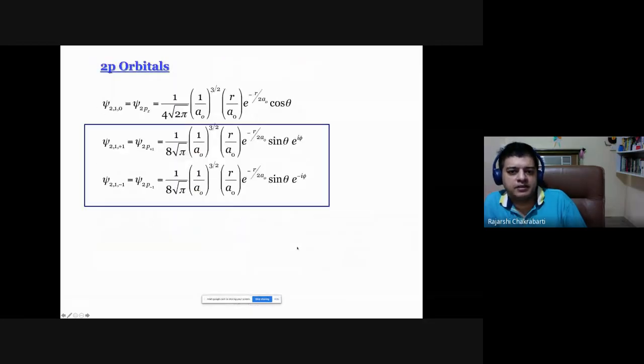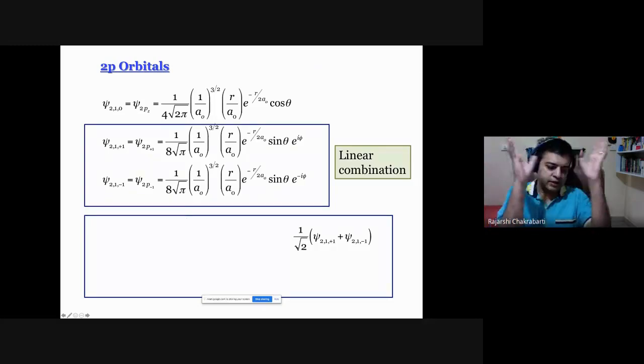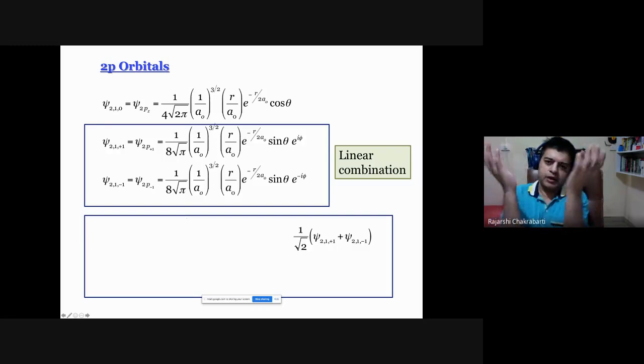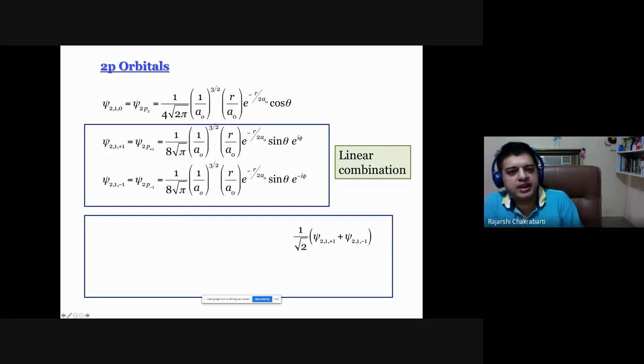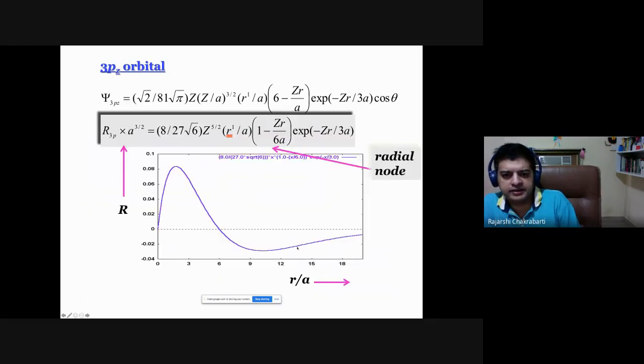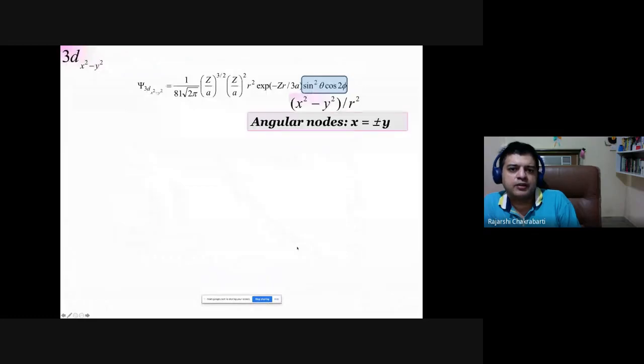For example, the 3D z square, I told you there are two nodal surfaces. Actually, I should not say plane. These are cones. There are two cones, and they are your angular nodes. We have done it, so you go and do a little bit of practice. That is important.